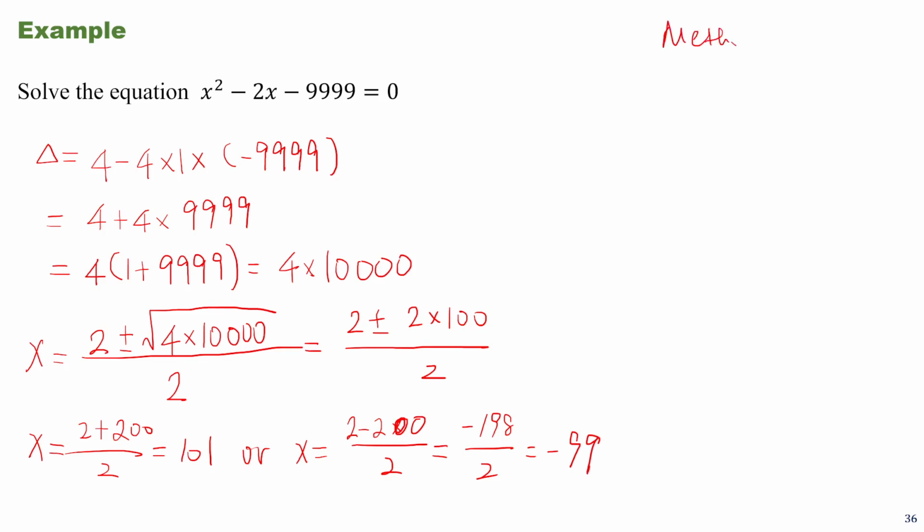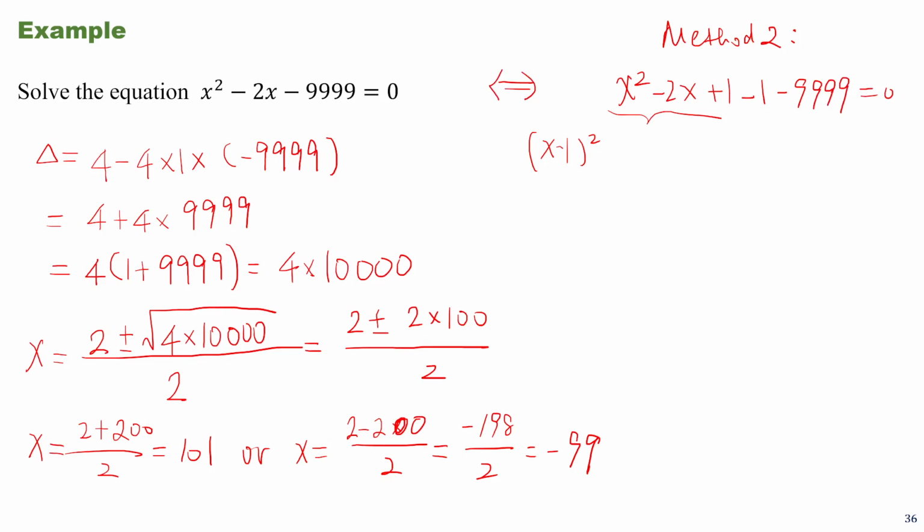So let's have a look at another method. Remember, we can also solve it by completing the square. So note that we have a 2x here, right? So you can add a 1 here to have a x minus 1 squared, because if you expand x minus 1 squared, you will have this expression. But we don't have a plus 1 in the original expression, so we need to add a negative 1 to compensate the plus 1, right? And then copy the rest of the equation. The original equation is equivalent to this one because they are exactly the same.